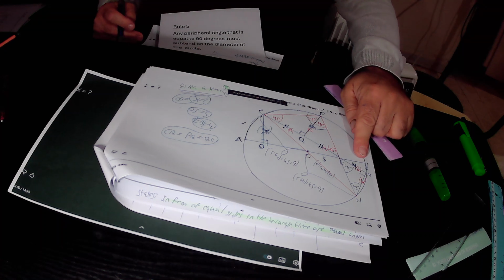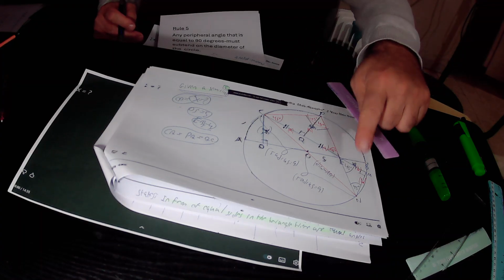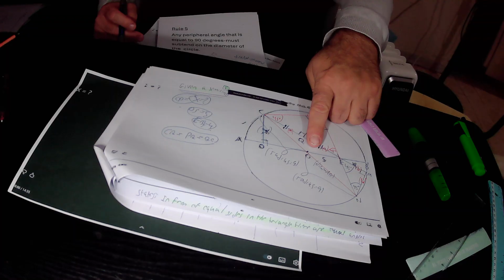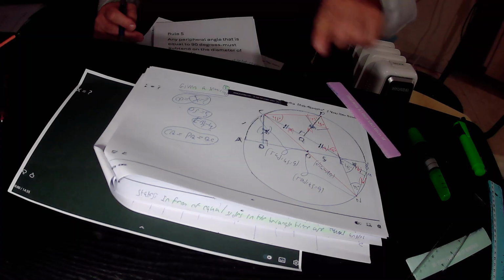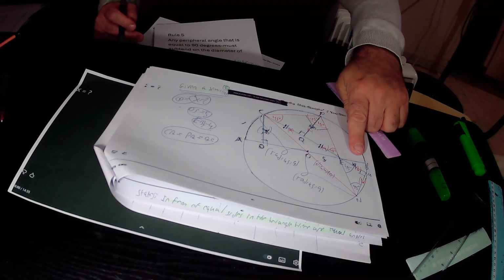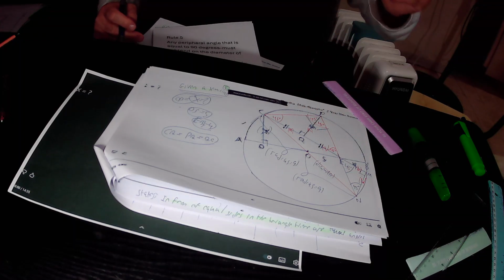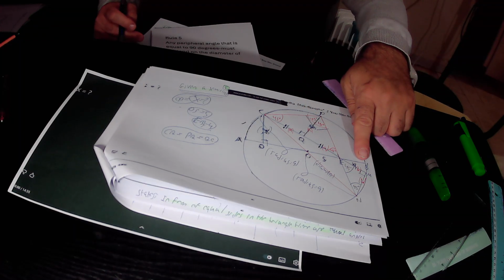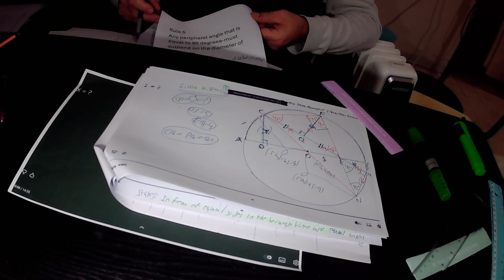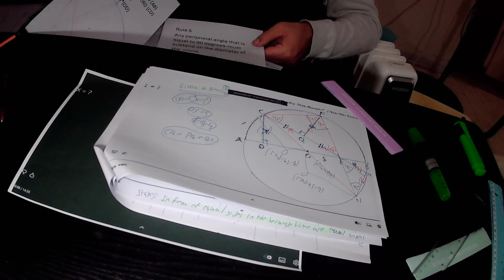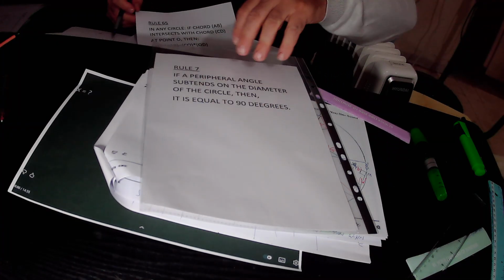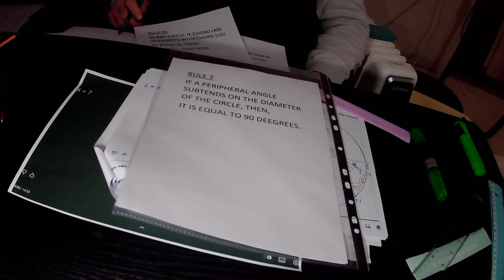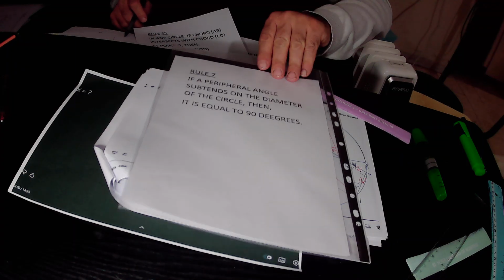Likewise, we have here peripheral angle CMN that subtends the diameter of the circle. Therefore, it is the converse rule of rule 5. And because this is peripheral angle CBN that subtends the diameter of the circle, CN, peripheral angle CMN must be equal to 90 degrees in size according to rule 7. So repeat quickly rule 7. According to rule 7, if a peripheral angle subtends the diameter of the circle, then it is equal to 90 degrees in its size.